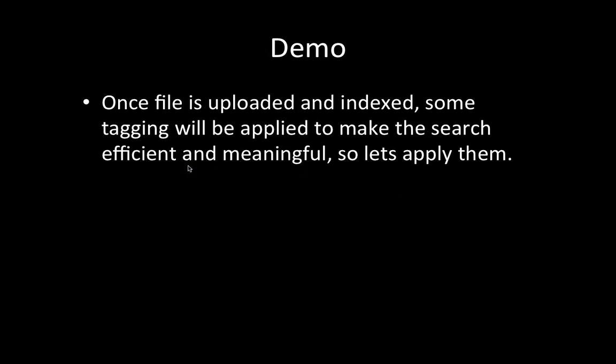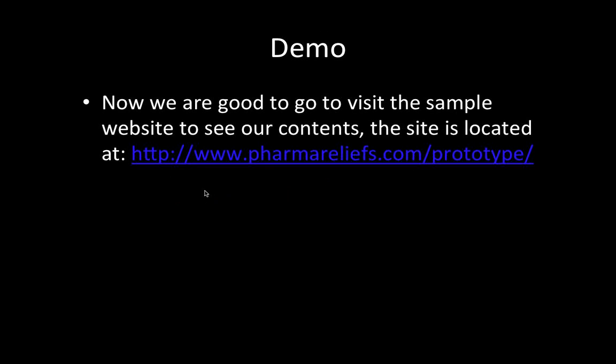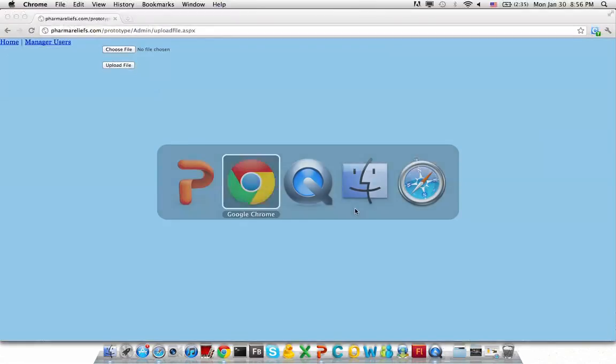Now, once we have indexed all the contents, applied tags to it and saved it, we are good to visit the sample website to see our contents. That site is located at farmerleaf.com/prototype. So let's head towards it.